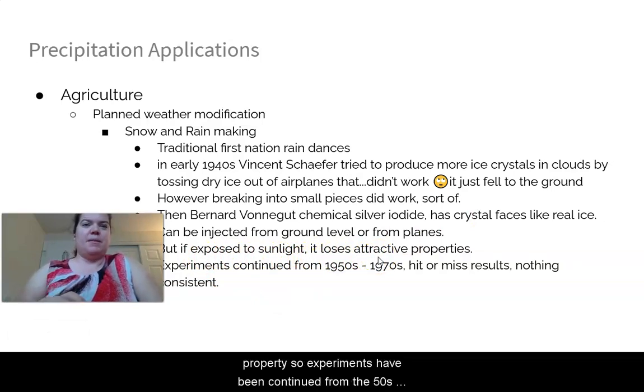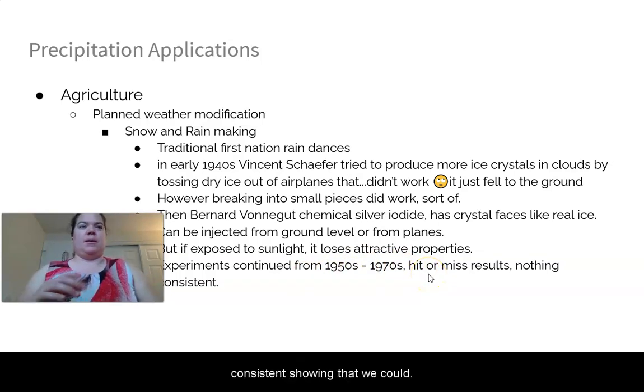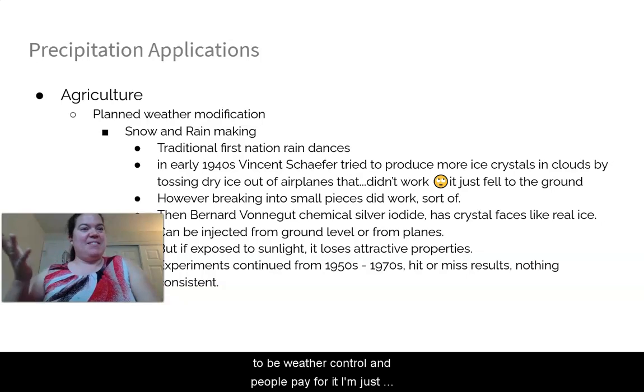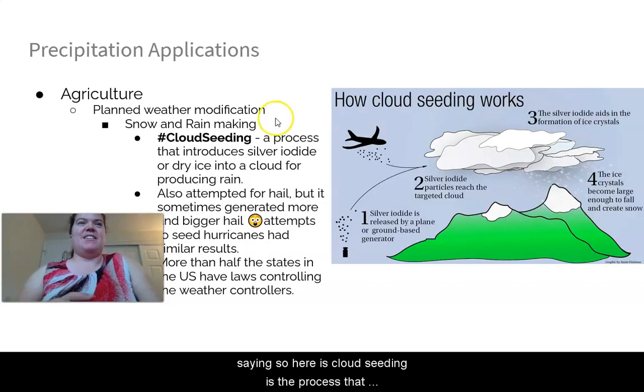So experiments have been continuing from the 50s to the 70s. It had hit or miss results, nothing really consistent showing that we could make rain or snow, although there are still companies who claim to be weather control, and people pay for it. I'm just saying.